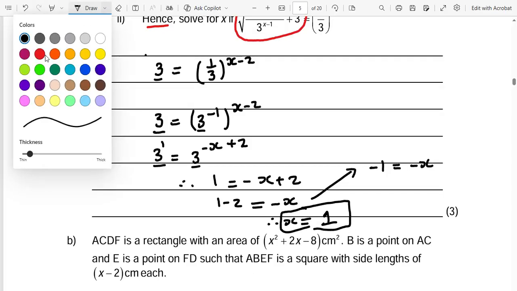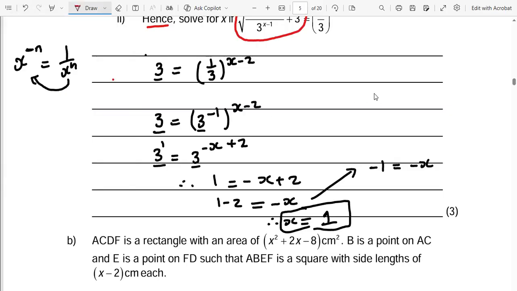What about the mark allocation? Very important to understand how they are going to mark your work. For understanding that hence means equate this to 3, there's a mark for that. Easy mark. Even if you leave it like this because you don't know how to solve the exponent, at least out of 3, you have 1 mark. That's why it's important that you don't leave some questions unanswered. Make sure that you write at least something on the paper. And then by multiplying out the bracket like this, there's a mark for that, and there's a mark for the final answer.